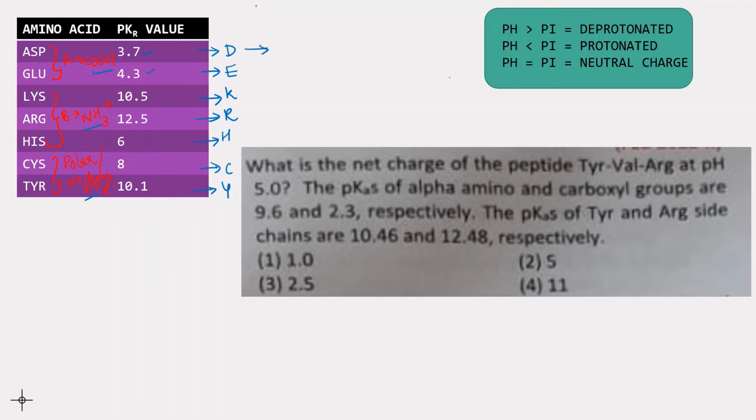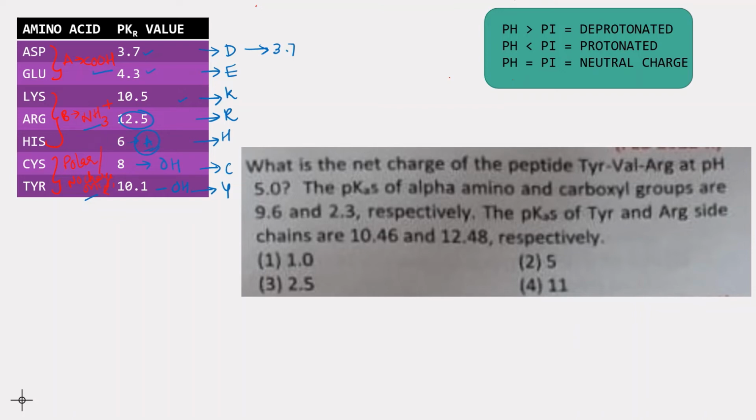Now aspartic acid is 3.7. If you approximately remember the values, that's more than enough. Glutamic acid is 4.3, and lysine is 10.5. Arginine has a slightly higher pK value. Then you have histidine, which is 6. Hence most enzymes have histidine in their active site, because histidine's pKr value is 6. Then we have cysteine, which has an SH group, and also tyrosine, which has an OH group.